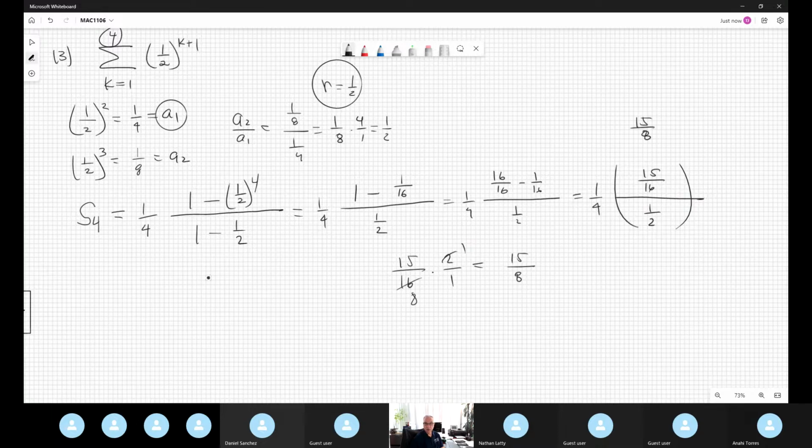Multiplication by 1 over 4. So 1 over 4 times 15 over 8, super easy. The multiplication of fractions is the easiest operation. You multiply numerator by numerator, denominator by denominator, and it's 15 over 32. It's the final answer.